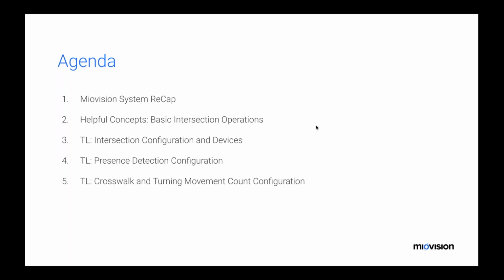Third on our agenda is going to be within Traffic Link. We're going to talk about intersection configuration and devices. Next, we'll talk about what presence detection is and the configuration for presence detection. And then lastly, we're going to look at crosswalk and multimodal turning movement count configurations.